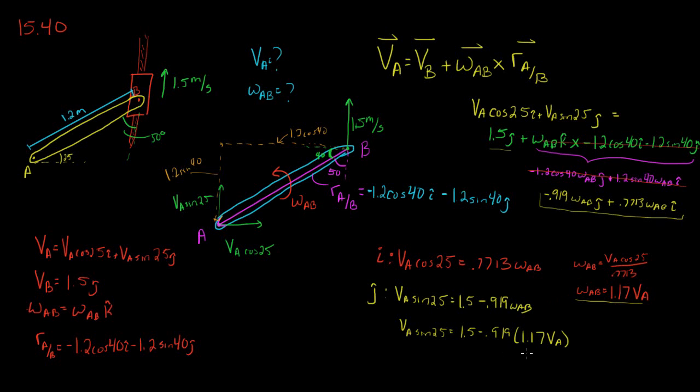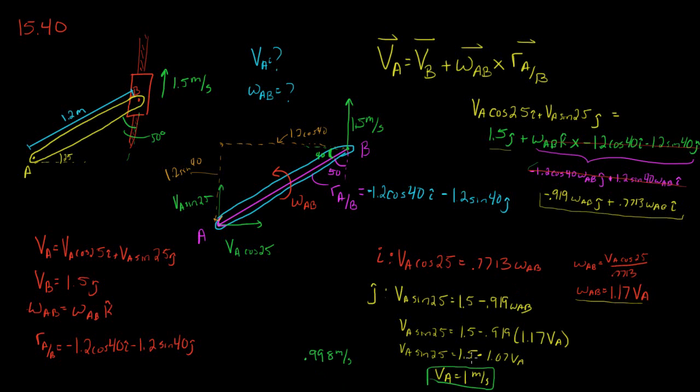And this turns out to be VA sine of 25 is equal to 1.5 minus 1.07 VA. And when we add this VA to this side of the equation, we're going to be able to solve for VA, and we have VA is equal to 1 meter per second. This is close to what the book has. The book has, I think, 0.998 meters per second, and if you had done all this calculation out without multiplying the cosine of 40 right here, you'd get the answer in the back of the book.